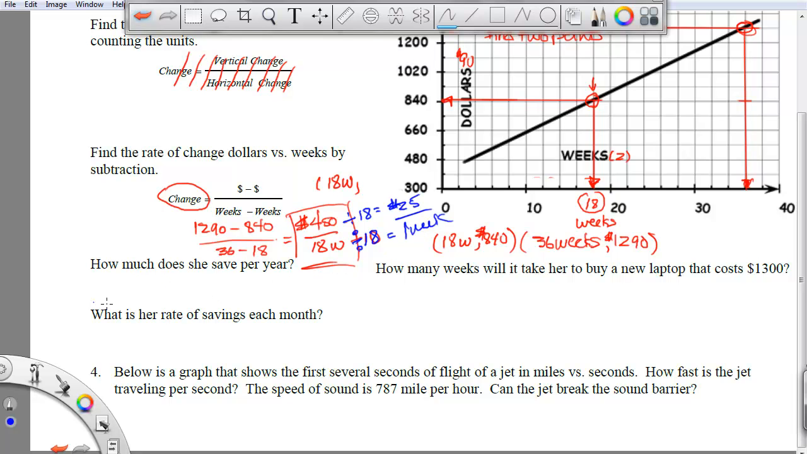Well, how much is that per year? So I'm going to take 25 and 1 week. I know there's 52 weeks per year. So 25 times 52 gives me $1,300 per year. Not saving a lot.